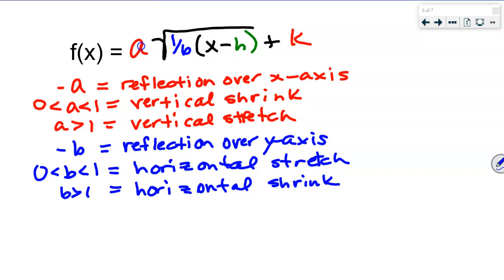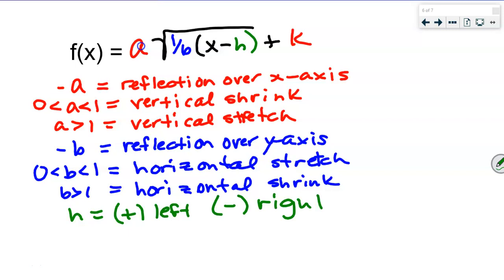So then we have our H. Hopefully you remember that when H is positive, it's moving left because it's really negative. And when it's negative, it's moving right. And then finally, when K is positive, it's moving up. And when it's negative, it's moving down.